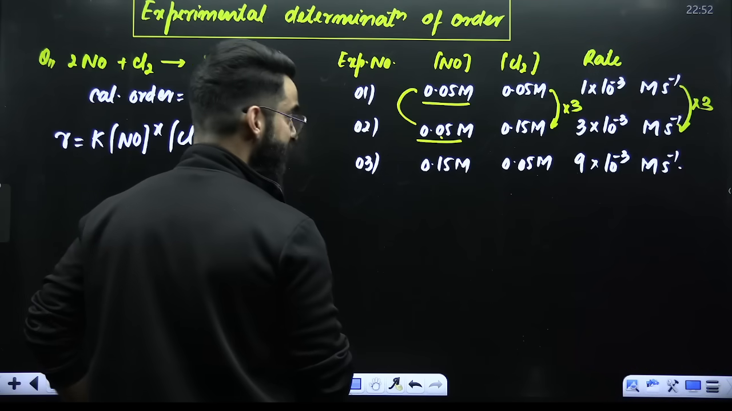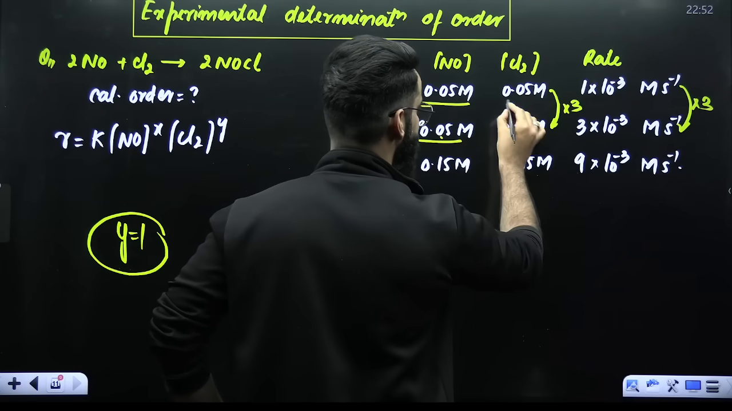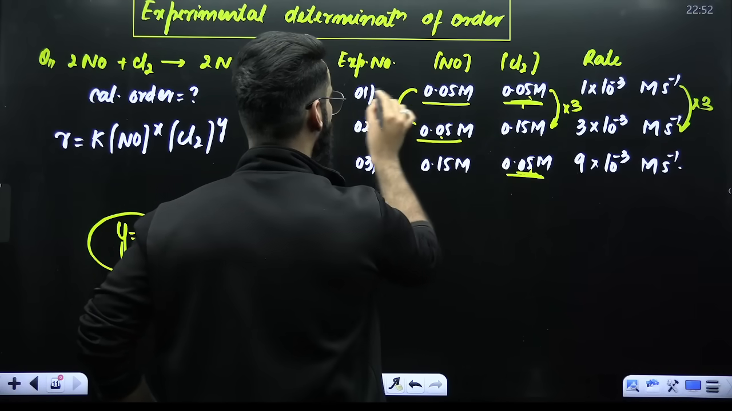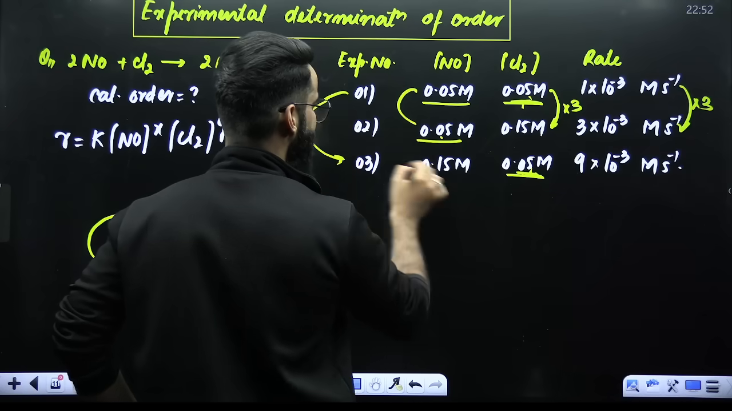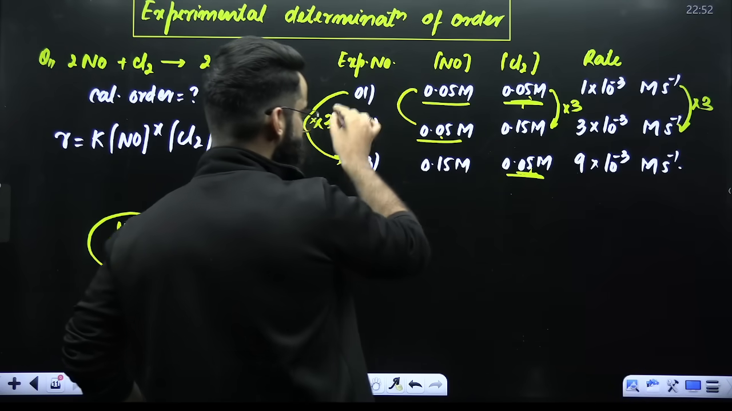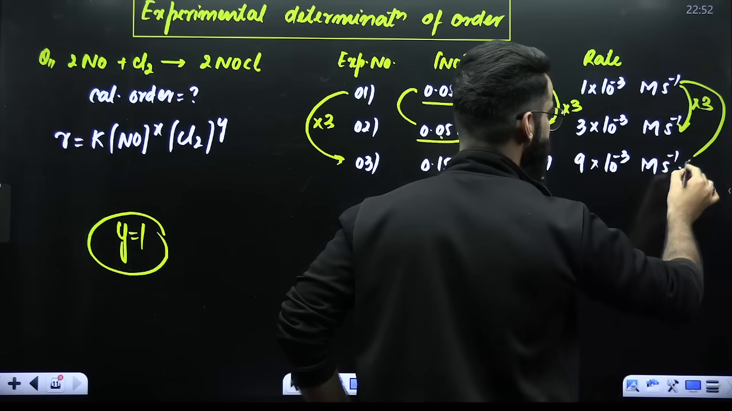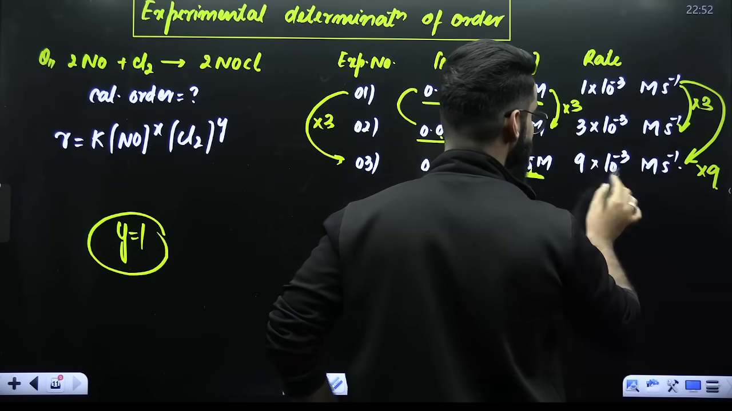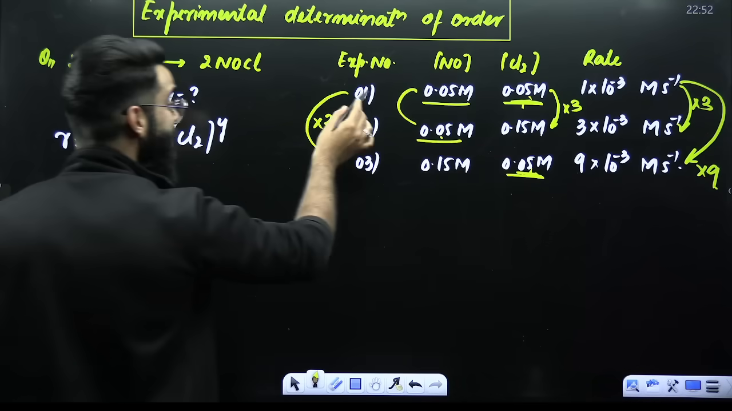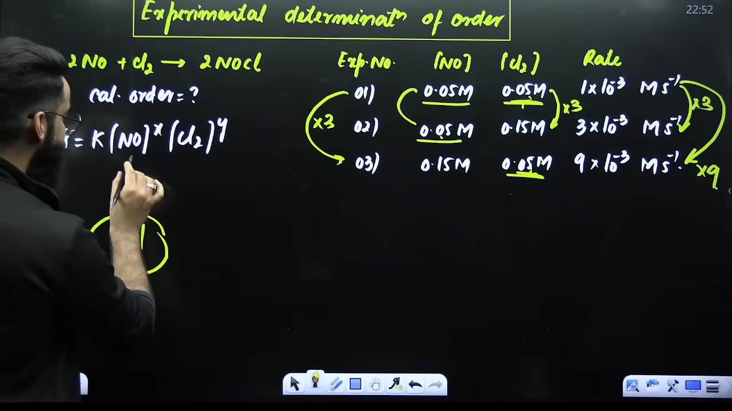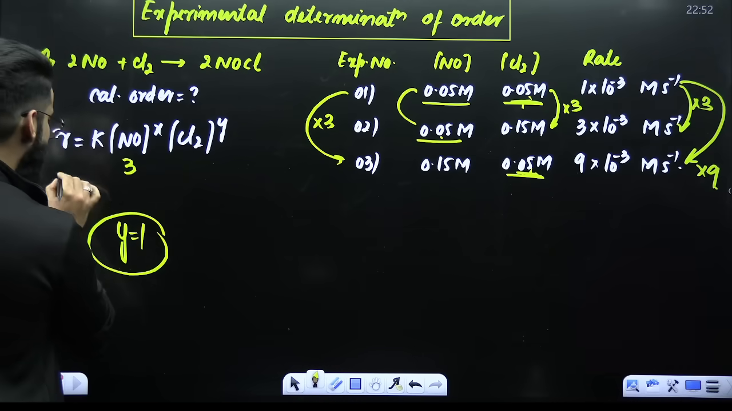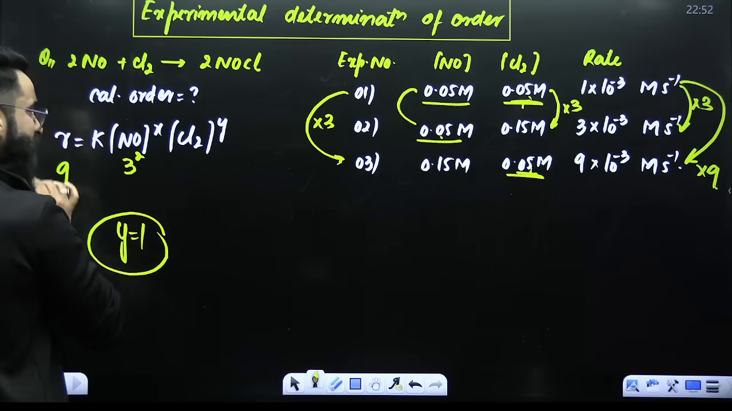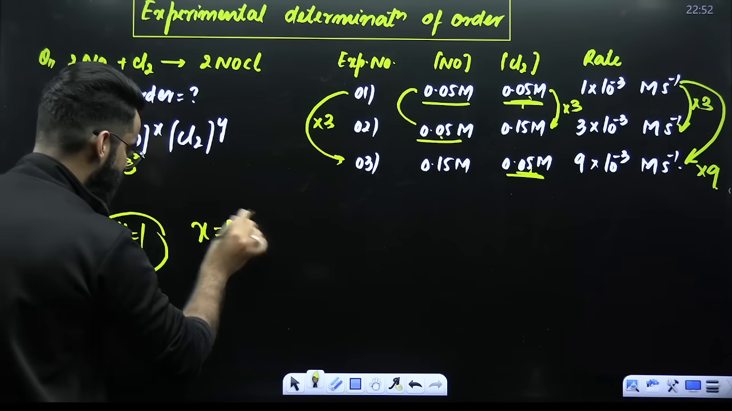Now, if you look at experiment number 1 and experiment number 3, in 1 and 3, Cl2 concentration is kept the same. What is happening to the concentration of NO? Concentration of NO is increasing 3 times. And if concentration of NO is increasing 3 times, what is happening to the rate? Rate is increasing 9 times. Initially, it was 1 into 10 raised to power minus 3. Now it is 9 into 10 raised to power minus 3. So on increasing the concentration of NO 3 times, rate is becoming 9 times, which is only possible if the power here comes out to be 2, then only 3 squared comes out to be 9. So you are getting the X value here as 2.